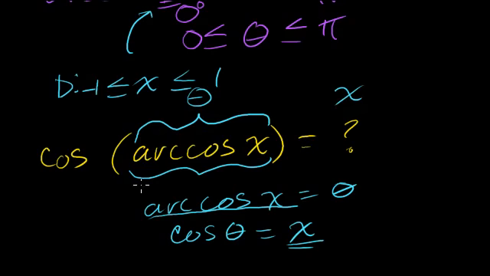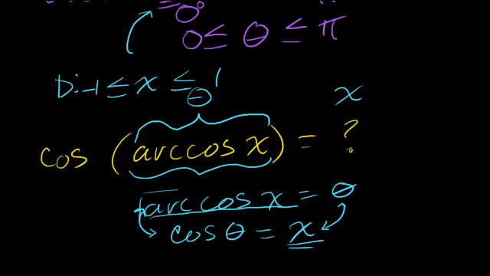Hopefully I didn't confuse you there, right? I'm just saying, look, arc cosine of x, let's just call that theta. Now, by definition, this means that the cosine of theta is equal to x. These are equivalent statements. These are completely equivalent statements right here. So if we put a theta right there, we take the cosine of theta, it has to be equal to x.